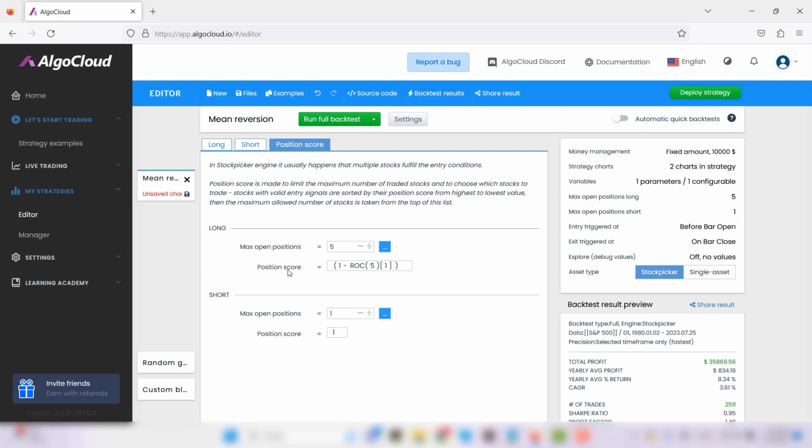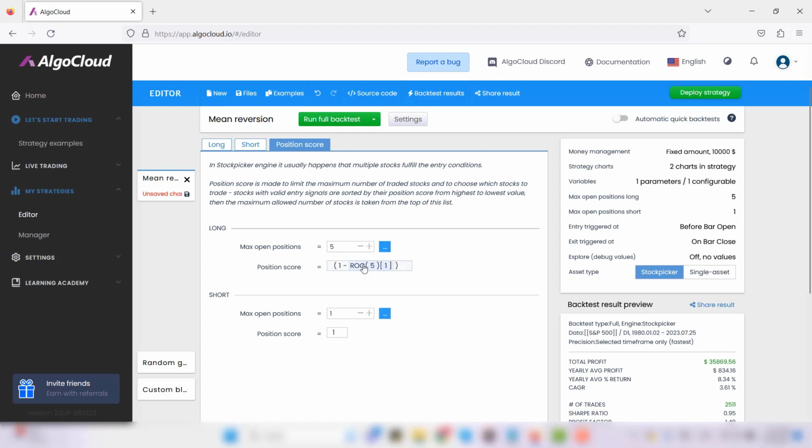Or if one has -10 and the other has 0, the one with a score of 0 is selected because 0 is more than -10. The higher position score always wins. Simple.